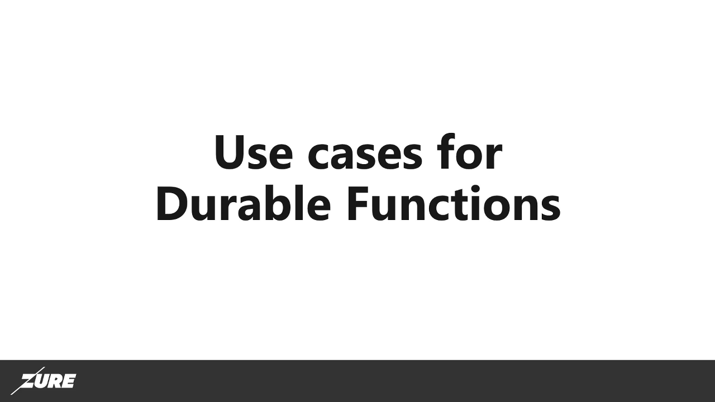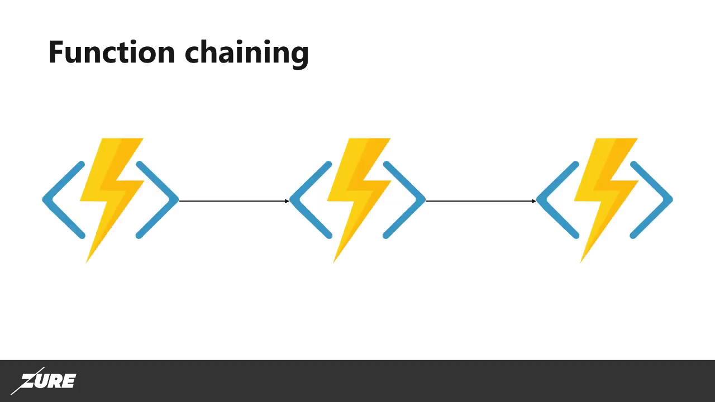So what kind of use cases is this thing meant for? Well, the simplest case is probably function chaining. You want to do something first, then something else next, and then something else again. So you want to do three things in sequence. You could do this with basic Azure Functions. You could use queue triggers and queue output bindings to achieve a similar thing. But Durable Functions makes this quite a lot easier.